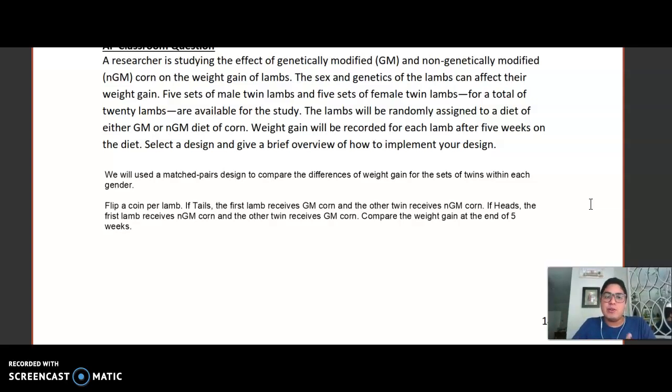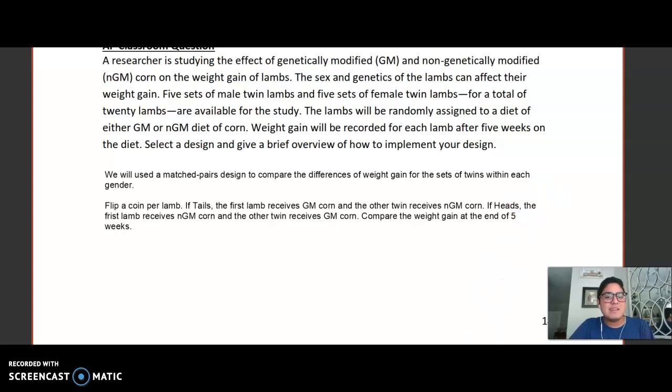And I'll flip a coin per the set of twins. So if it's tails, the first lamb is going to receive genetically modified corn, and the other twin receives non-genetically modified corn. Or if it's heads, the first lamb receives the non-genetically modified corn, and the other one receives genetically modified corn. Here, I'm going to compare the weight gain at the end of these 5 weeks and see if these paired differences are significant. And again, my units are matched as similarly as possible because they are twin lambs. So ideally, both of these lambs are experiencing the same conditions and have the same type of genetic makeup.